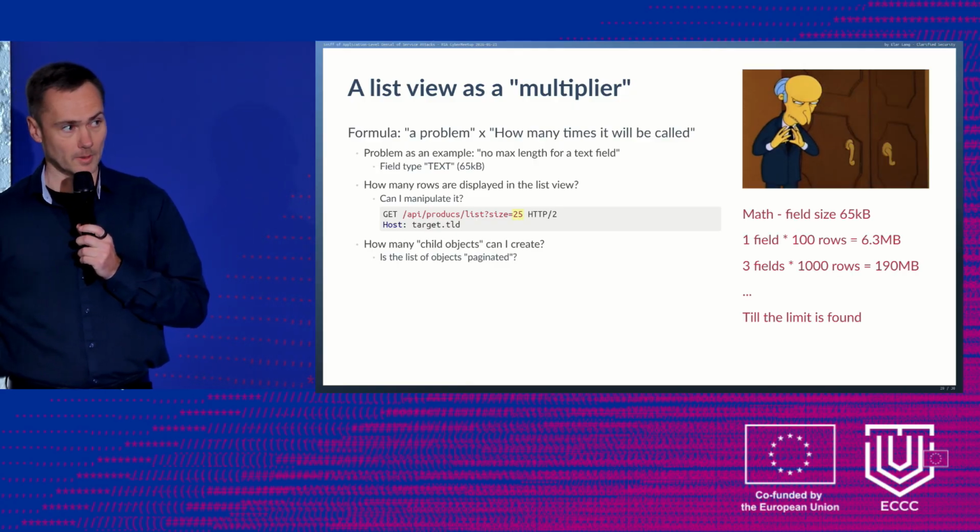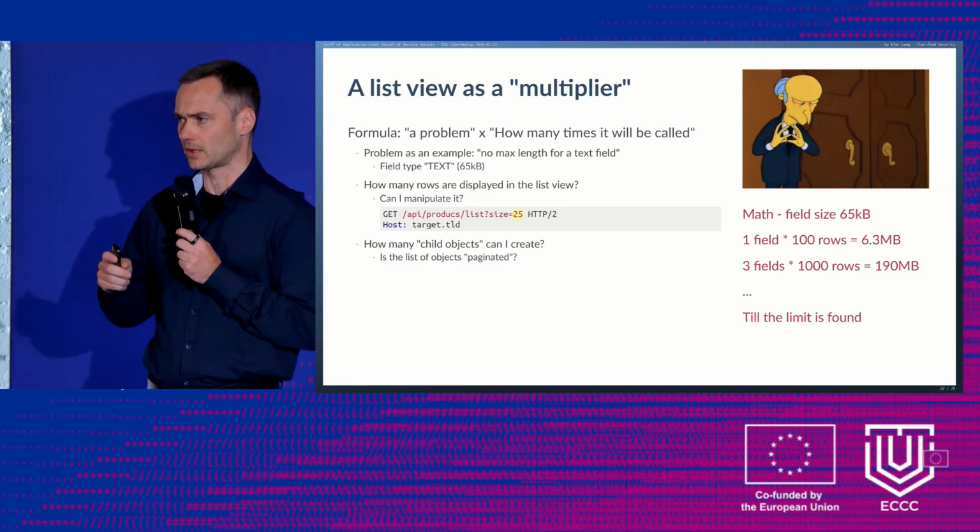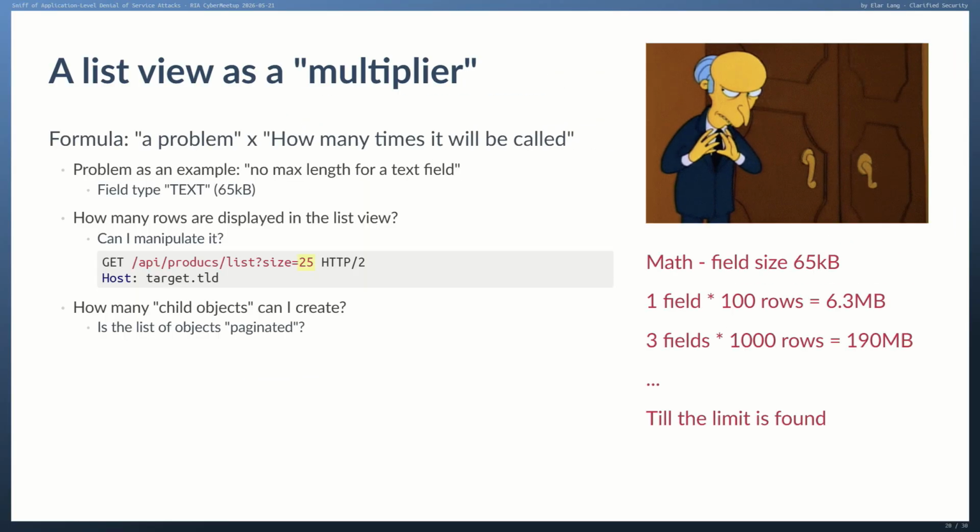So let's do some math here. If I have only one text field to play with, like 65 kilobytes, but I have 100 rows, then it's already 6.3 megabytes. It already causes some delay and problems for the client to render it. But if I don't have a limit on how many rows I can create, and I have 3 fields to play with, it's already 190 megabytes of noise. And we can keep multiplying, till we find the limit of the application.